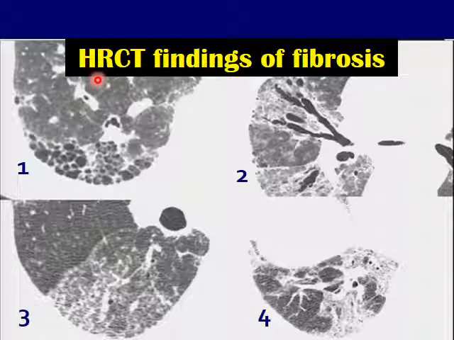Again, let us summarize. High-resolution findings of fibrosis. This is what? Honeycombing. This, traction bronchiectasis. And what is this? This is intralobular septal thickening. And herein we have distortion of the lung parenchyma in addition to intralobular septal thickening.